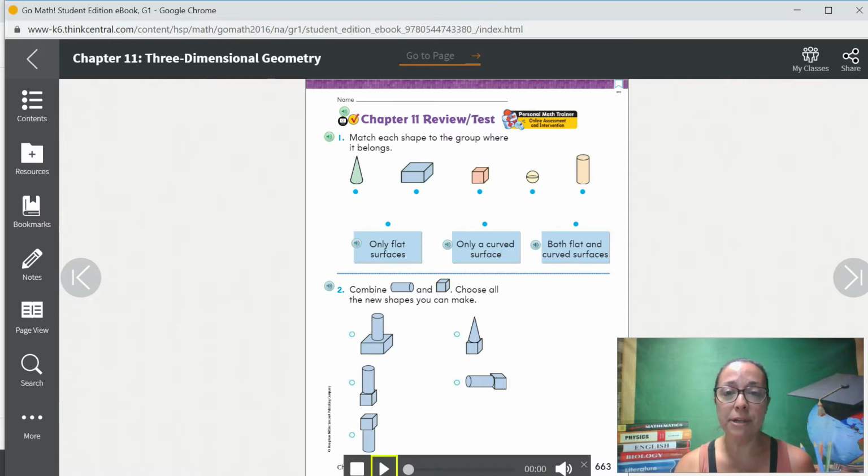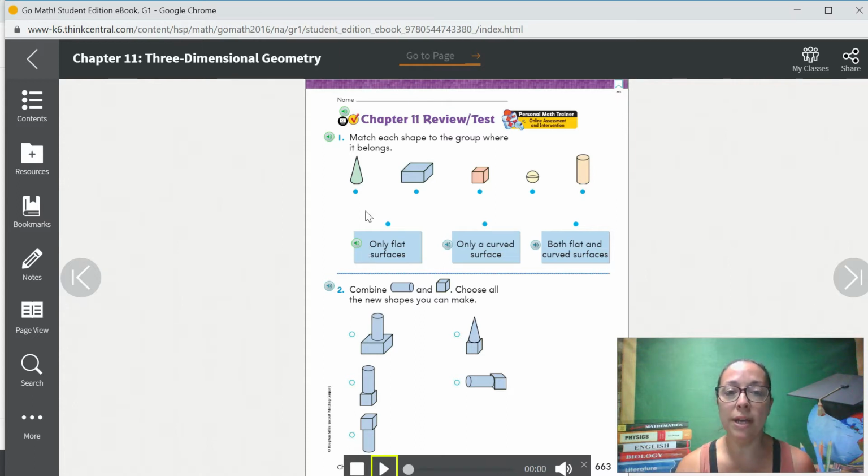So on the bottom here, we have 4 boxes, and each box says something different. En las cajitas abajo hay 4 cajitas. Digo, hay 3 cajitas. Did I say 4 boxes? I meant 3 boxes. Y dicen algo diferente cada una. So let's read the first one. La primera dice... Only flat surfaces. Nada más que superficies planas.